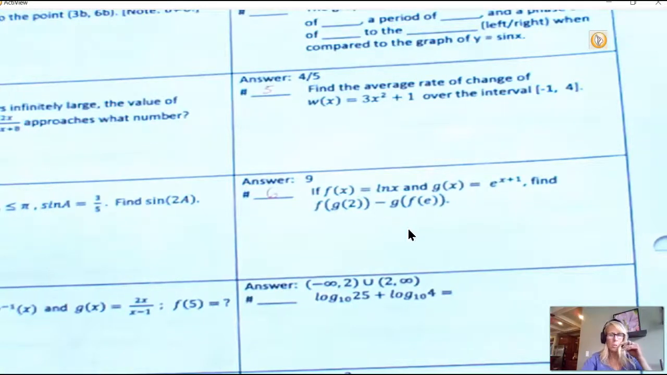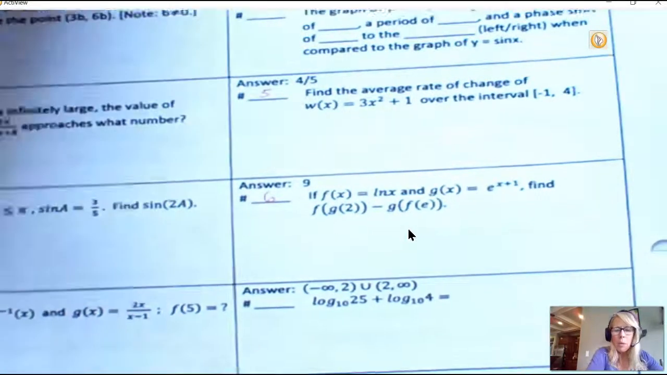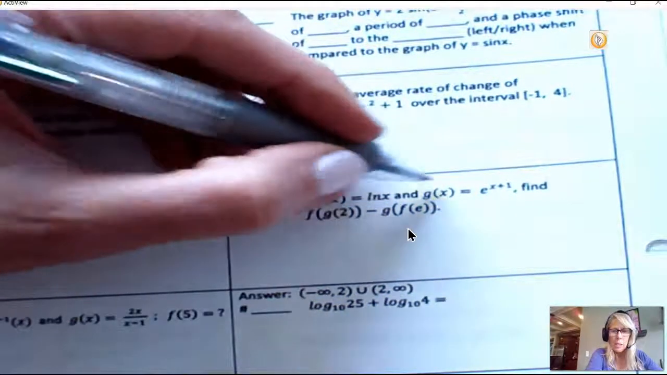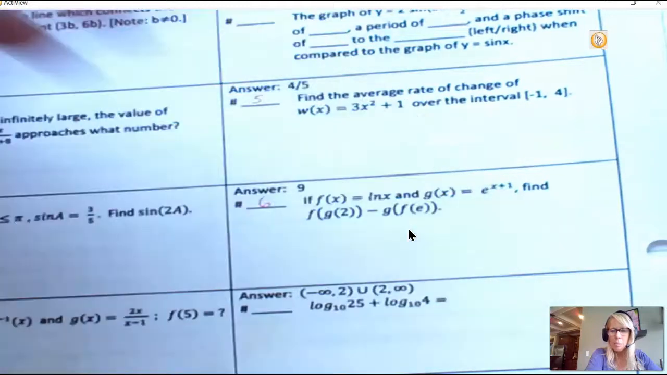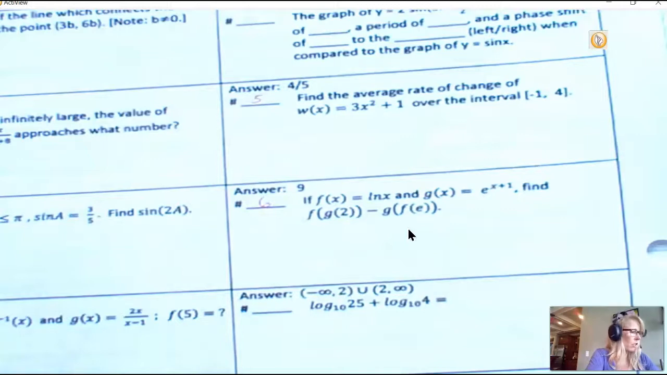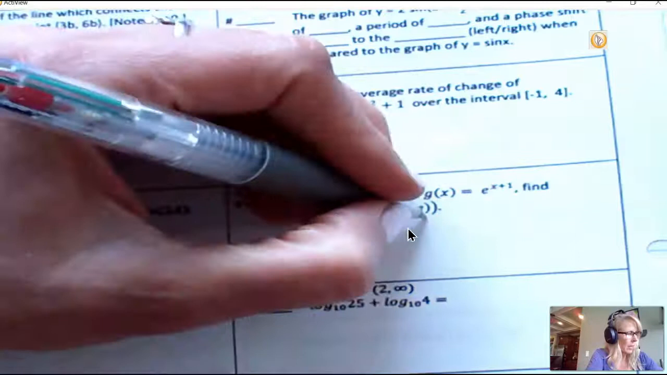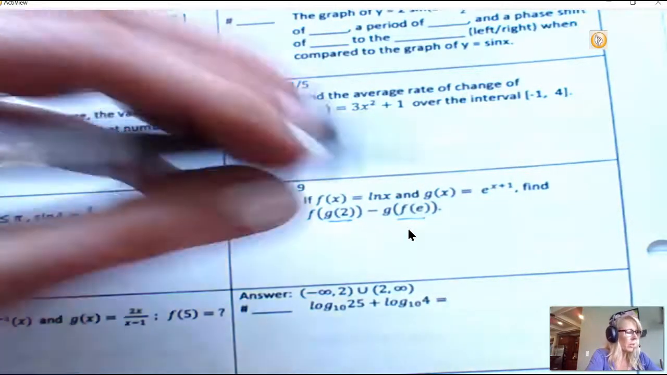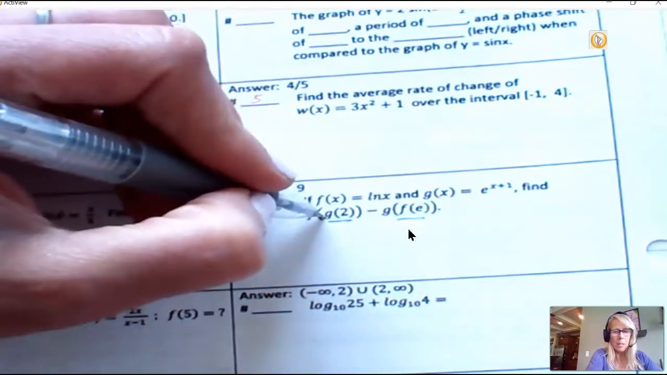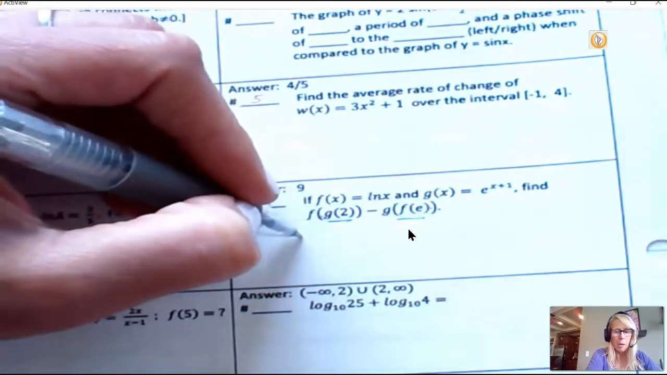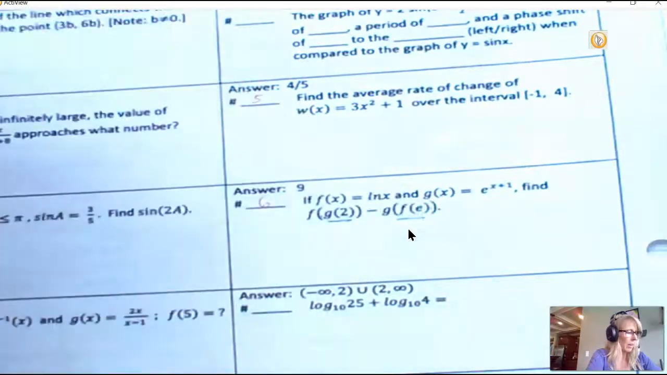So doing this particular problem, let's go ahead and get started very quickly. You are given f of x is equal to natural log of x, and g of x is equal to e to the x plus 1 power. Find f of g of 2 and find g of f of e. Okay. So what I want to do first is go on the inside, and inside of these parentheses I'm going to find g of 2 and f of e, and then I'll put that into where that given value should be.